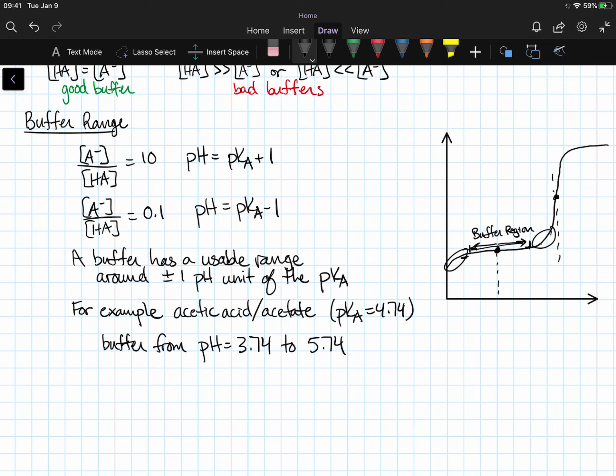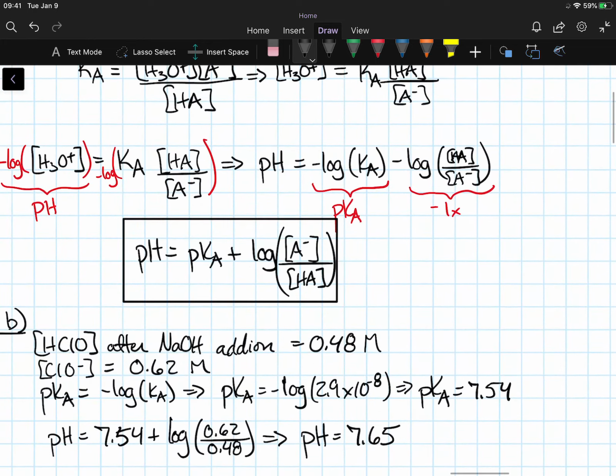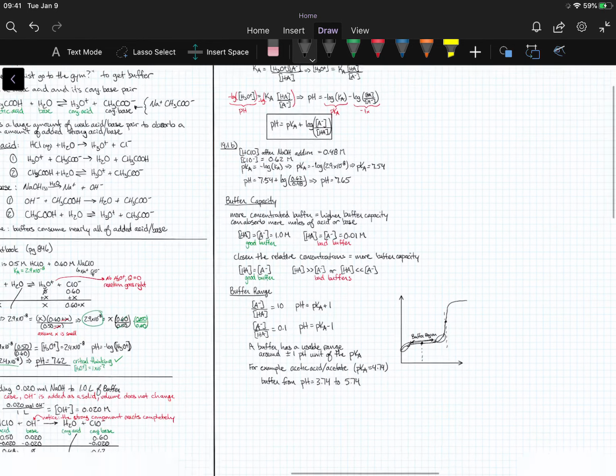And that's it for our discussion about buffer capacity and buffer range. From here on out, at least for the last part of this chapter, before we get to solubility, we'll be dealing with titration curves and calculating the pH in a titration curve. At some point during those calculations, we will have a buffer and we will be able to go back and use the Henderson-Hasselbalch to save ourselves some time in those calculations.